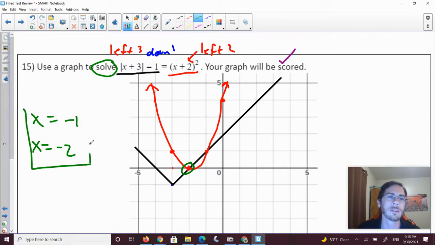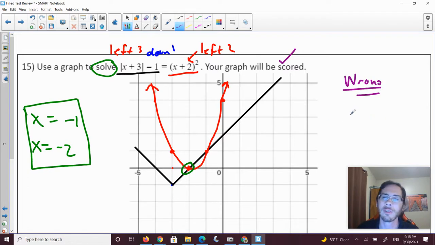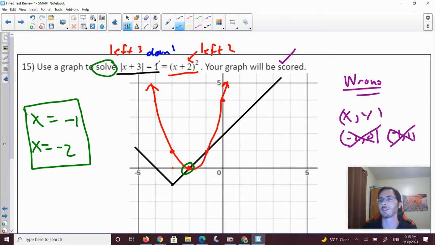Those are my answers. How do you lose credit? Well, you lose credit if you put down the wrong answers. Wrong answers over here would be x comma y points. Those are not the answers that we want. So if you write down -2, 0, that is a wrong answer, even though that's what that point is, there's only x's up here. If you write down -1, 1, that is a wrong answer, even though that's that point there. Only the x coordinates, because we only have x's in the equation.